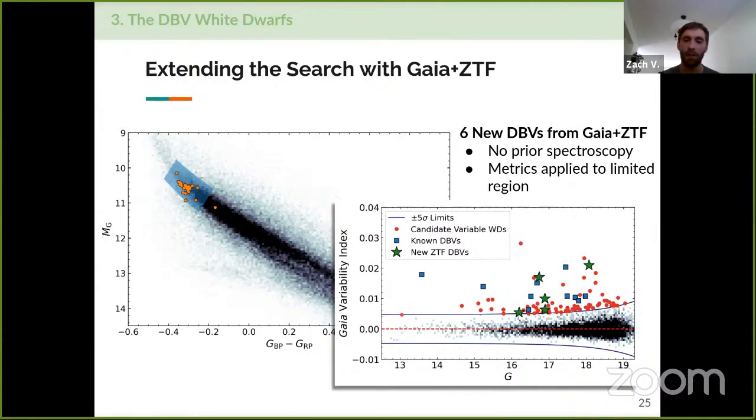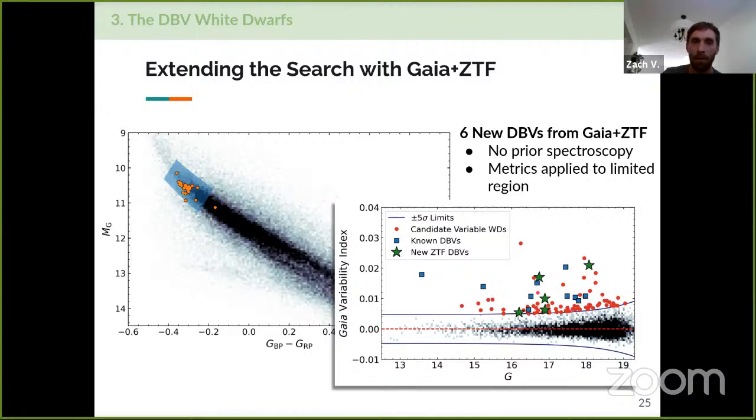And after selecting those and running the same sort of variability metric pipeline on these, this is the result of that on the bottom right. So again, here's sort of the trended objects running along 0, and then a sort of significance threshold shown higher up. All the red points are stars that are potentially variable, and the blue squares are some of the known DBVs in this sample. And the green stars are objects that I've followed up since doing this and found to pulsate. And there's one that's not on this plot, so there's actually 6 of those.